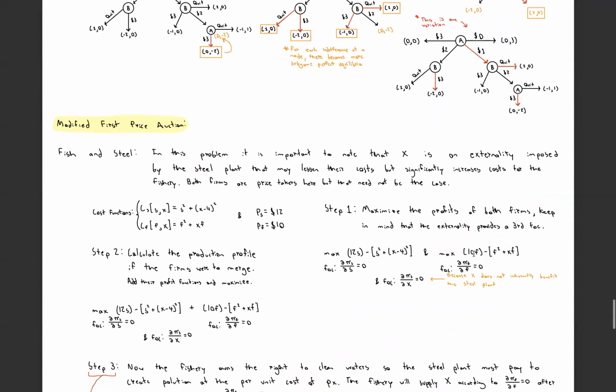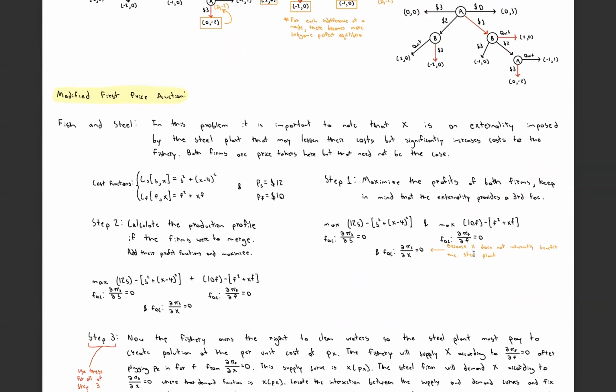The fish and steel problem is another classic one from the professor. In this problem, it's important to note that X is an externality imposed by the steel plant that may lessen the costs, but not significantly increase the cost for the fishery. Both firms are price takers here, but that doesn't have to be the case. So we've got our cost functions set up, and we'll see both of them are a function of the other firm, and we've got our prices as well.